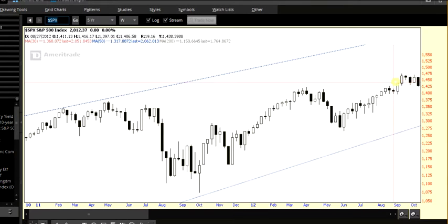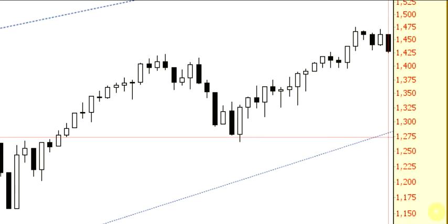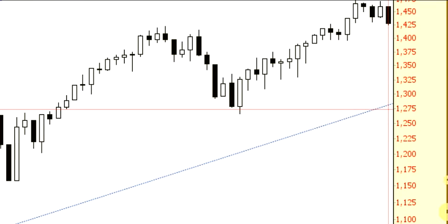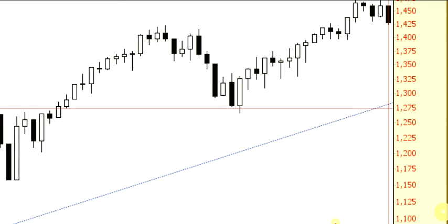if I got in here, well then I'm really not wrong until it breaks this low back here. So that necessarily means that I have to take more risk. This risk right here, from here to here, is my risk. I don't know, can everybody see that? If my previous low that was an important low is back here, then my risk is from wherever my entry is, let's say right here, to here. That's the risk that I'm taking.